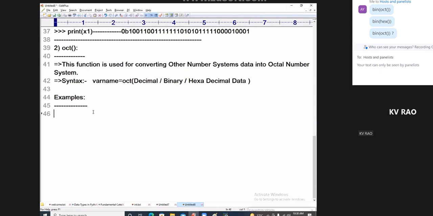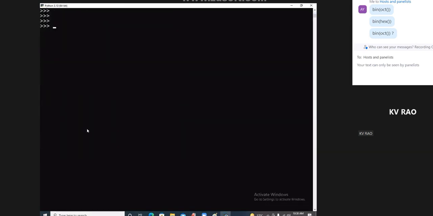Let us go back here. A is equal to 18. 18 is one number for me. Say something like C is equal to oct of A. Print of C. You write it, and you see 22. Already we had a discussion on this in our class also. You can write another one: C is equal to oct of 234. Print of C. 0352. This is 234 converted into this one. This is 0352.